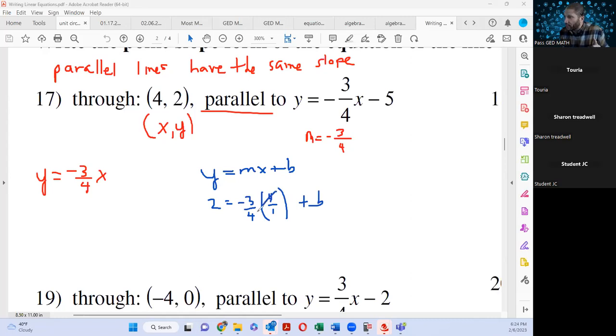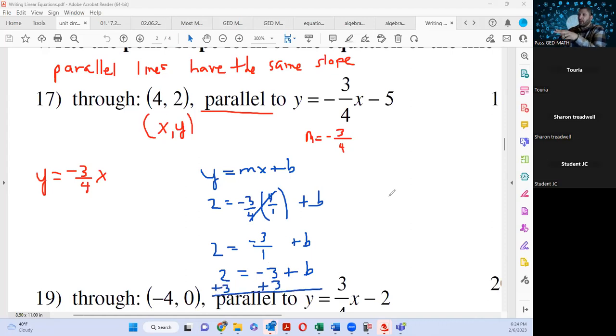So now that those 4s cancel out, what's left? Negative 3 over 1 plus b. We know that any whole number over 1 is just that whole number. So we got 2 equals negative 3 plus b. Does everybody understand that? Yes. How are we going to get the b by itself? We're going to add 3 to both sides.